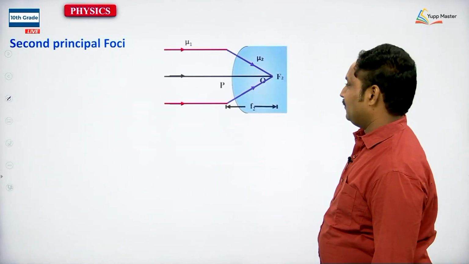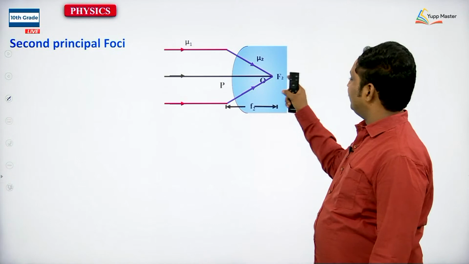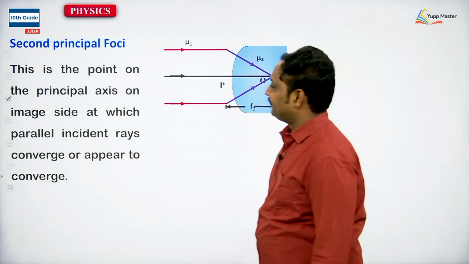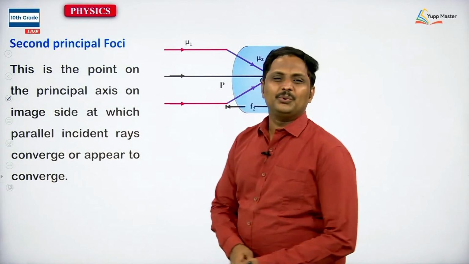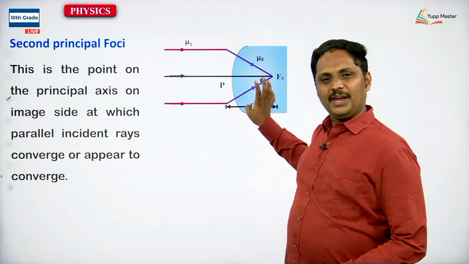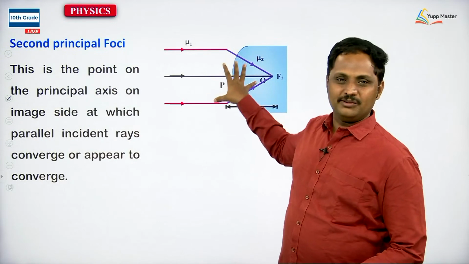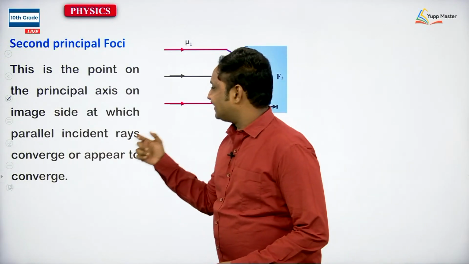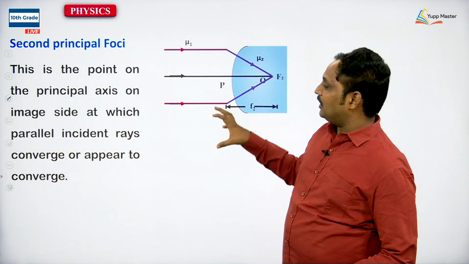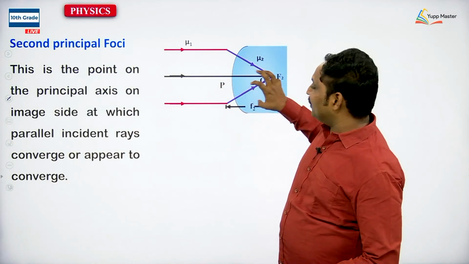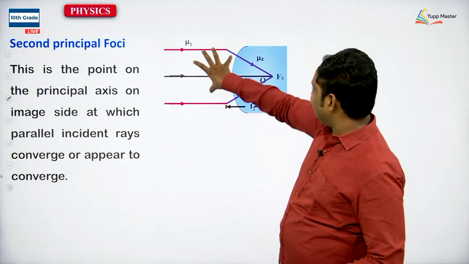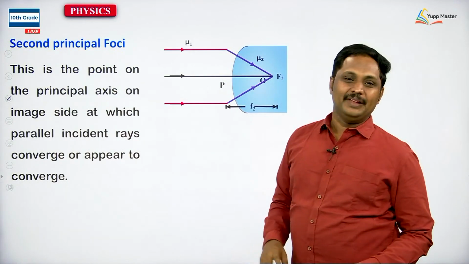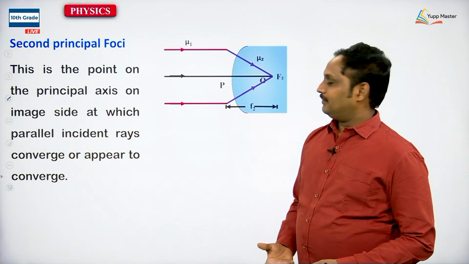The second principal focus is also identified, that is F2. You have to take the second principal focus according to the image portion. This is a point on the principal axis on the image side at which the parallel incident rays converge or appear to converge. The parallel incident rays converge or appear to converge at this point. This is very clear.